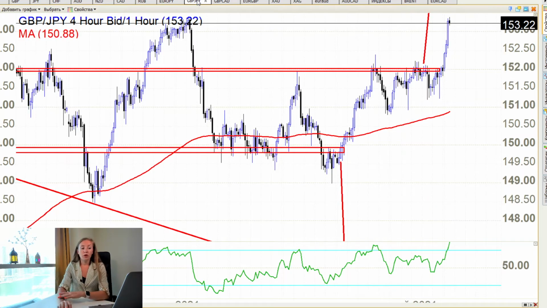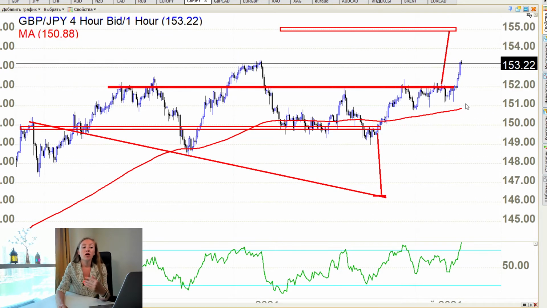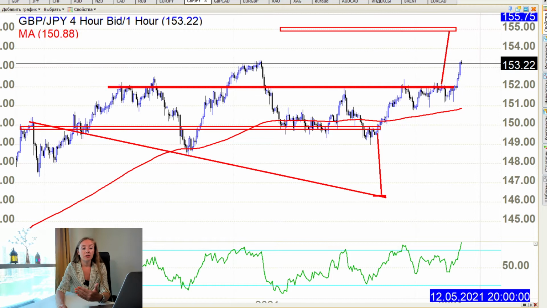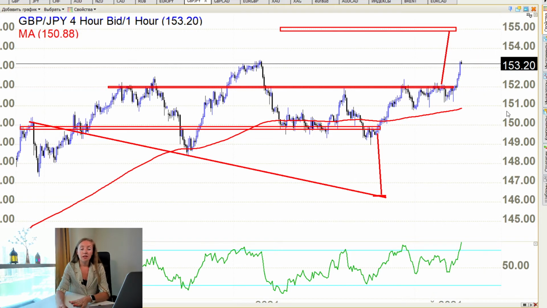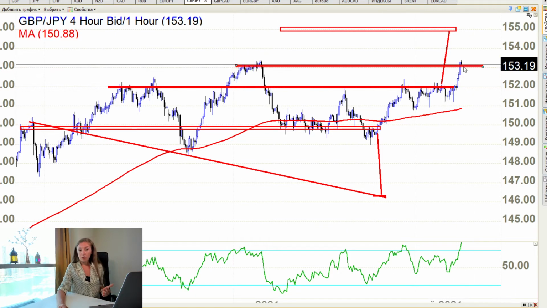For Great Britain pound with the Japanese yen, you know that we are in long positions because I told you above 152 I'm ready to buy with the target 155. So this is like that, it's good. And now you can see that the market is on the level of resistance from April 2021. Yes, they are on the level of resistance, but it does not mean that they're giving you a good rebound.